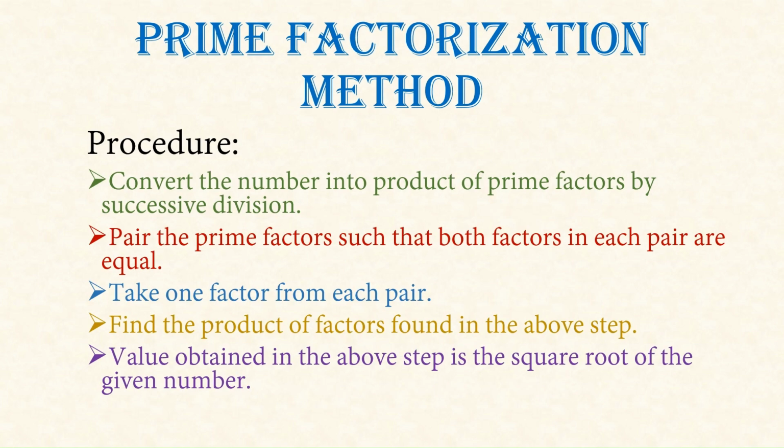Coming to the next method, it is the prime factorization method. In this method, the given number has to be written as a product of prime numbers. And these prime factors, we have to pair them in such a way that each pair has both factors the same. Once we are able to pair all the factors of a given number, then consider only one number from each pair and take the product of those numbers. That particular product is the square root of the given number.